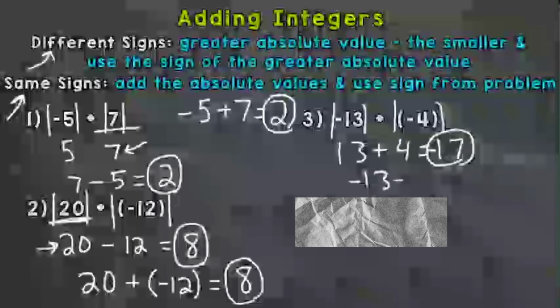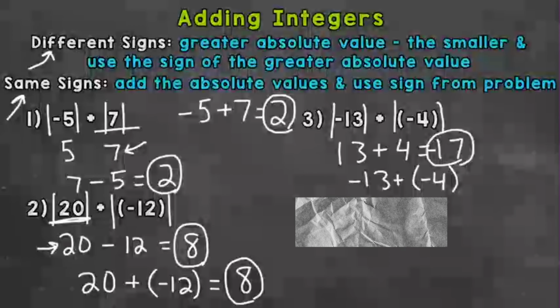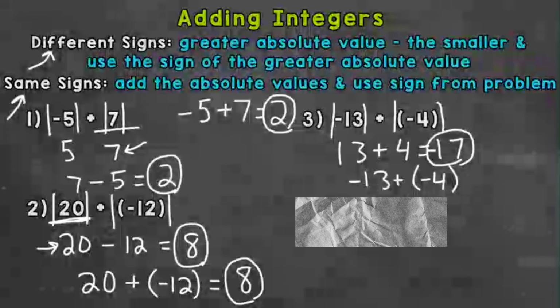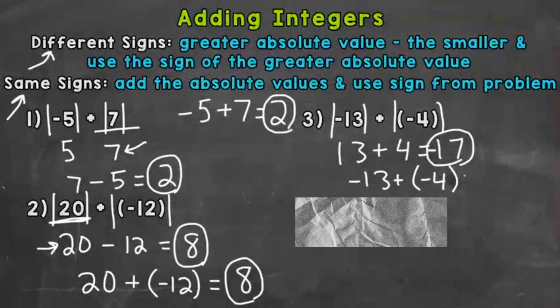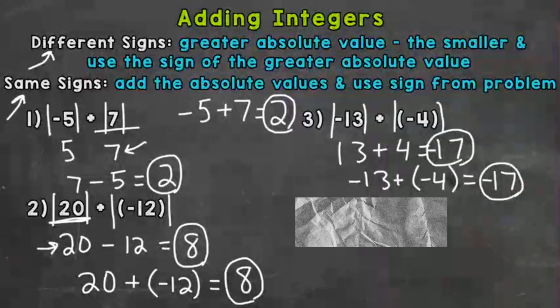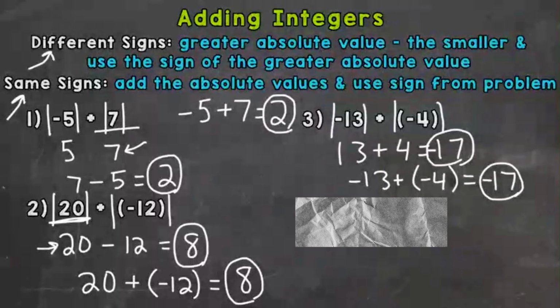Now, using mental math, let's think: negative 13 plus negative 4. We are starting at a negative number, negative 13, right, and we are adding negative 4. So we are decreasing in value, or going down in value, by 4. So if we start at negative 13 and decrease in value by 4, go down the number line to the left by 4, we end up at negative 17.